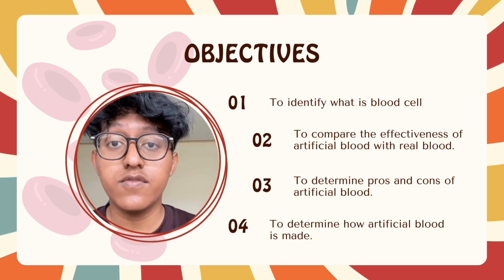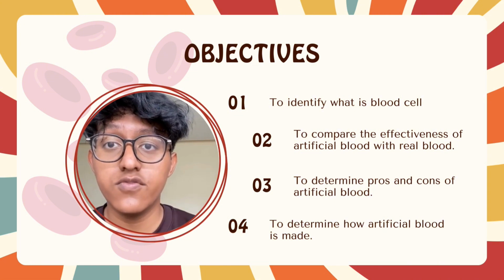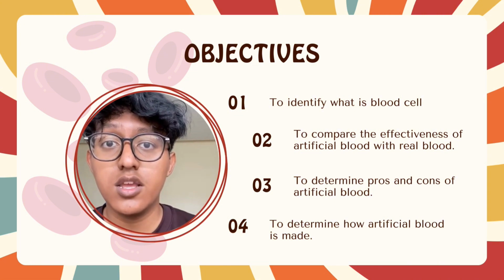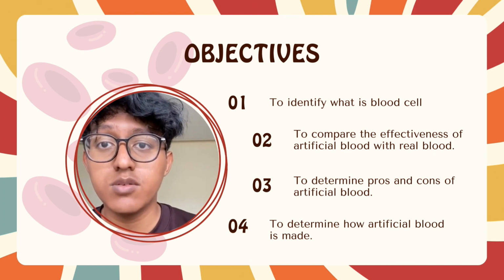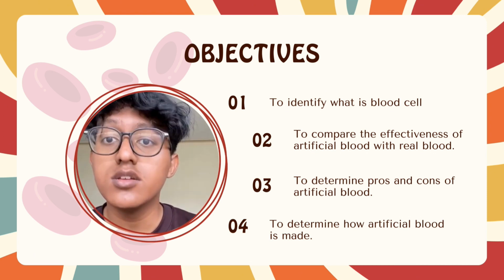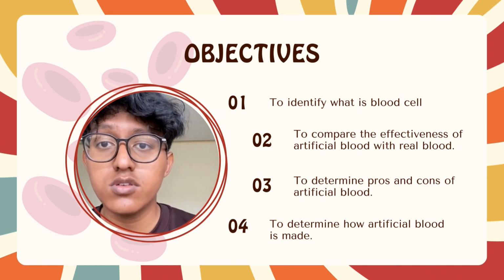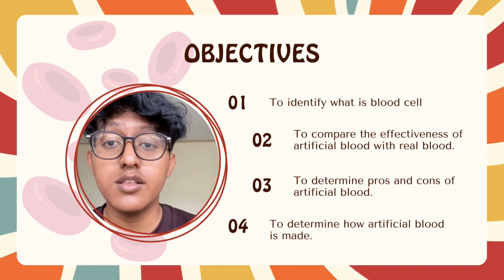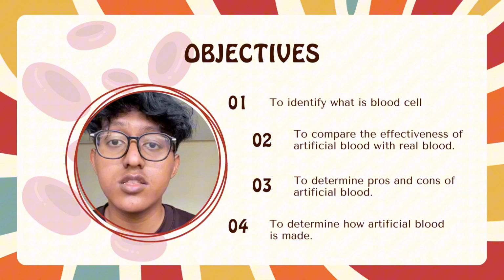The objectives of this case study are to identify what blood cells are and what they are made up of, to compare the effectiveness of artificial blood with real blood, to determine the pros and cons of artificial blood, and to determine how artificial blood is made.